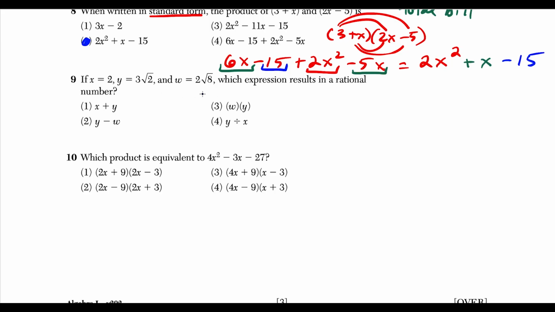So question 9, we have x, y, and z, and we want to know which expression results in a rational number. So a rational number is either a whole number, a fraction, or we could have a decimal that terminates, or a decimal that goes on forever, but it has a pattern to it.